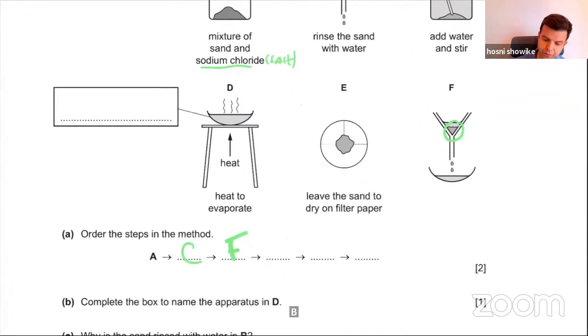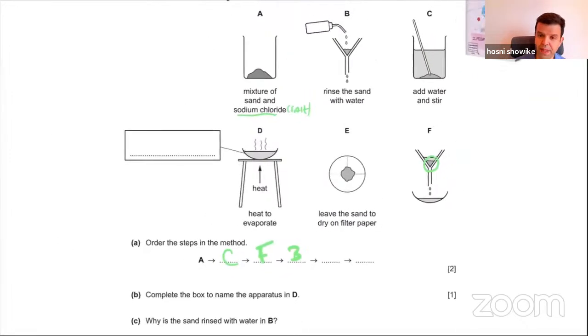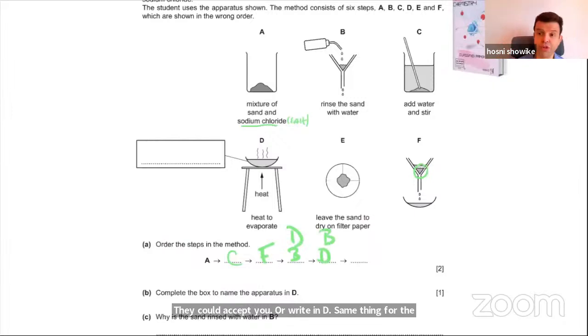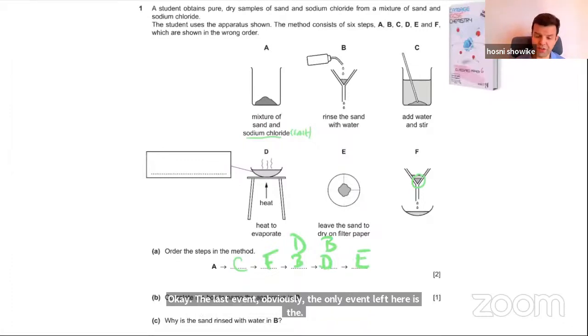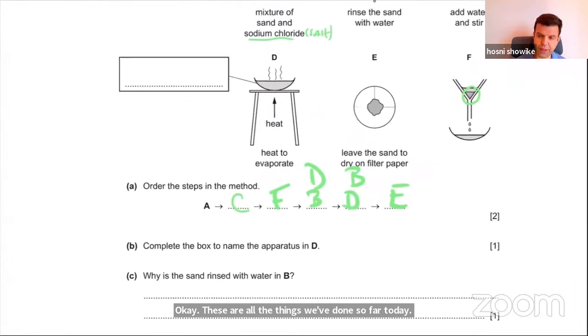B is good. So one option here, they accepted two answers. They could accept you write in B or write in D. Same thing for the next event. They accepted you write in D or B because you could do it either way, okay? The last event, obviously, the only event left here is E, okay? So these are all the things we've done so far today. We just have them in this order, okay?